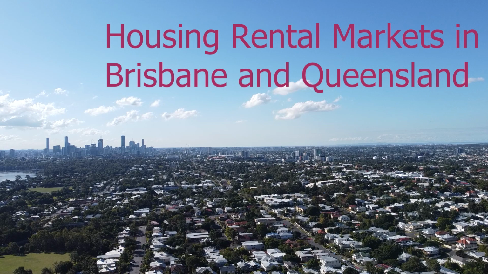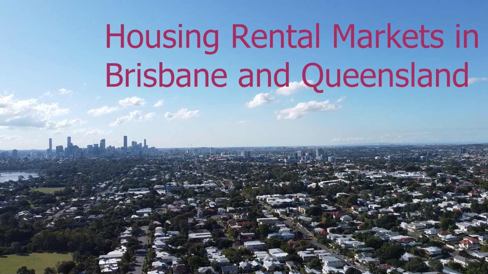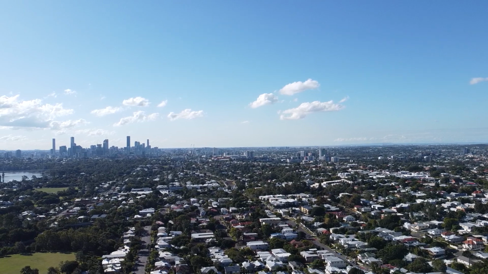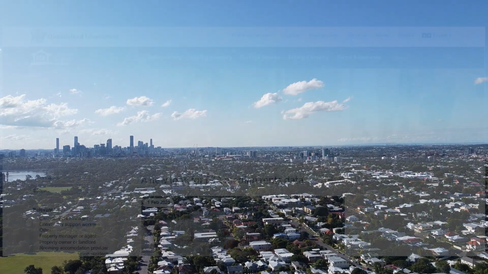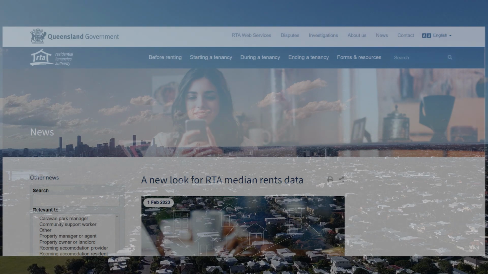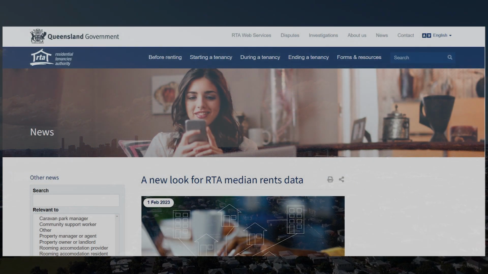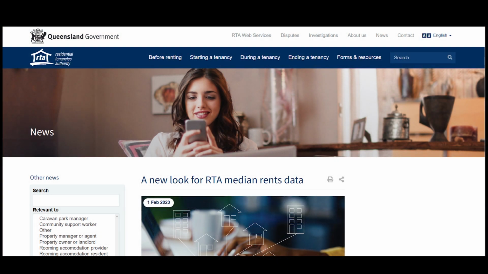The state of Queensland mandates the rental bonds of tenants to be posted at the Residential Tenancies Authority, or RTA. The rental bond lodgement includes data on housing type, location, and rents. RTA releases the median rent data each quarter by suburb, postcodes, and local government area. The data provide a timely and granular look at the housing rental market in Queensland.